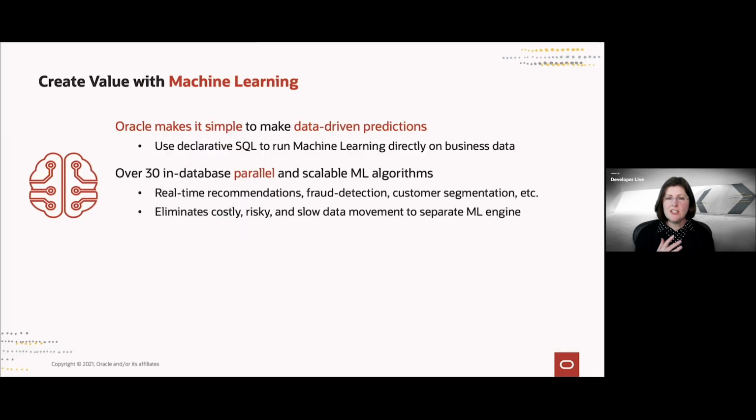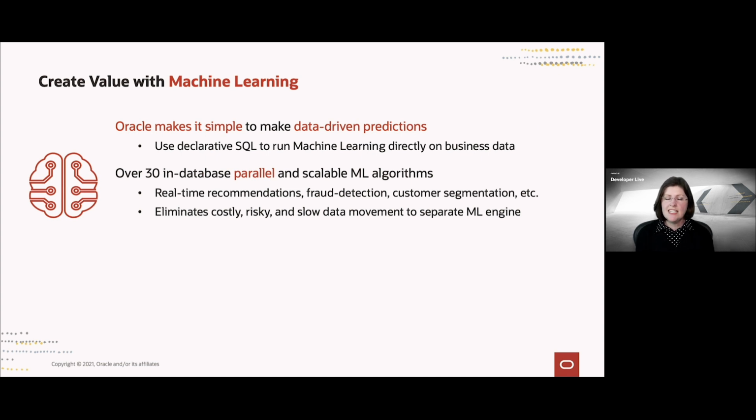One of the most common ways to create that value these days is to take advantage of machine learning. And Oracle makes it really simple for you to do that because we have over 30 in-database parallel machine learning algorithms built right in. And they'll allow you to do things like real-time recommendations, fraud detection, or even sentiment analysis. And by having them built into the database, we're eliminating a lot of the cost and the risk associated with moving large volumes of data to separate machine learning engines. We like to say we're bringing those algorithms to the data rather than the data to the algorithms.